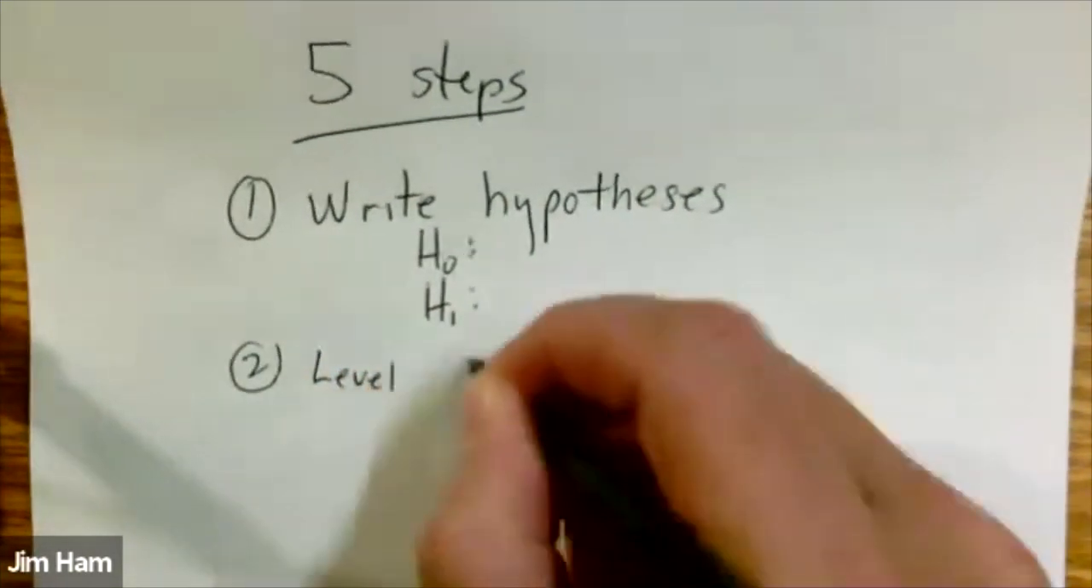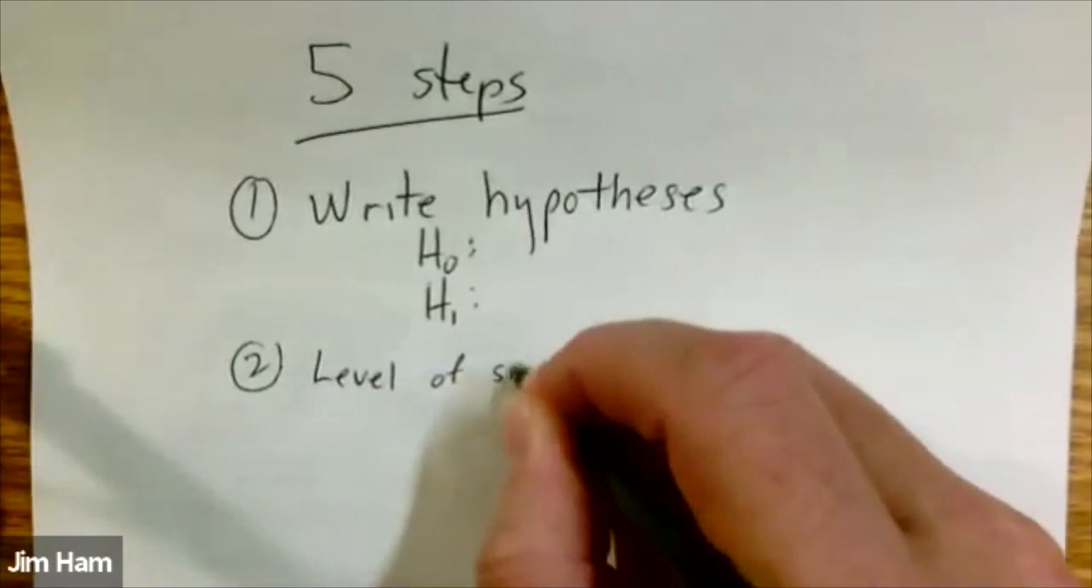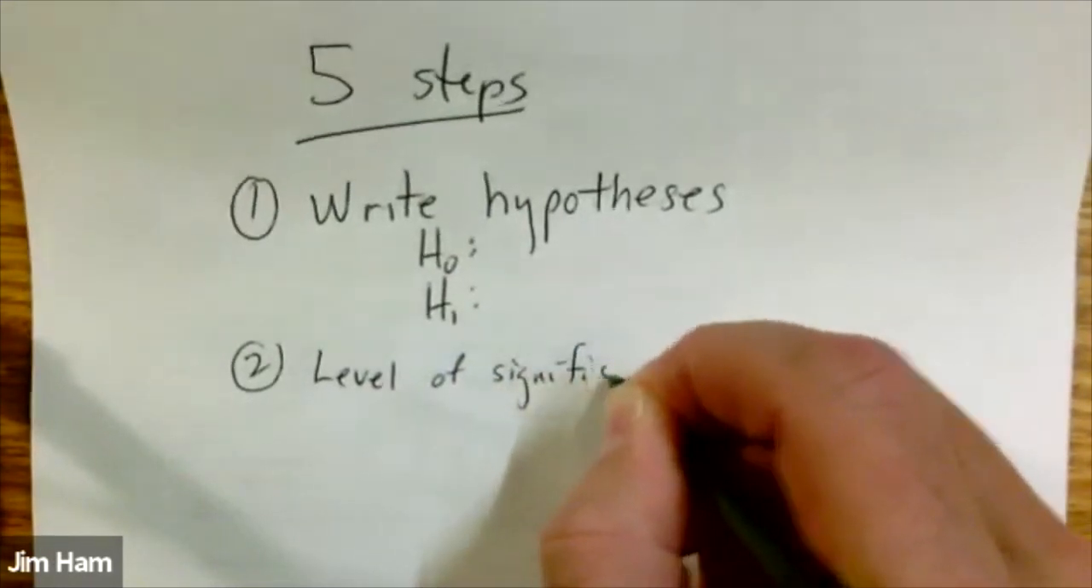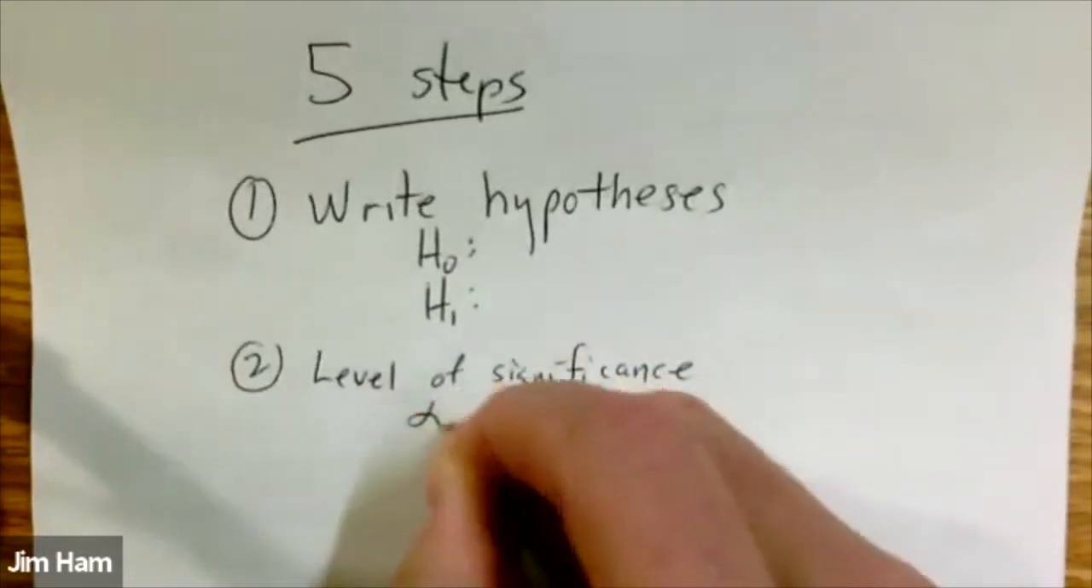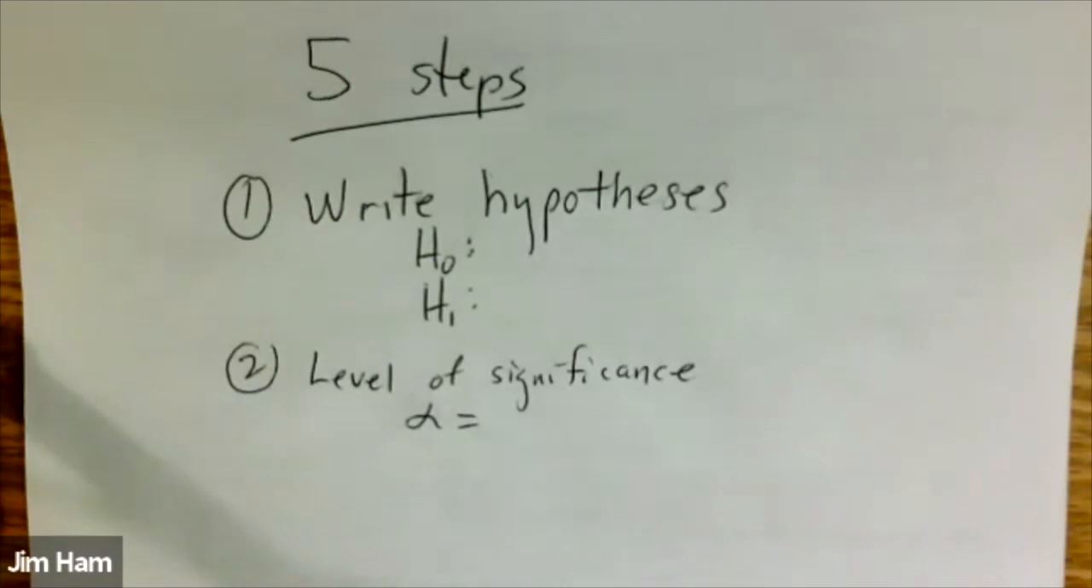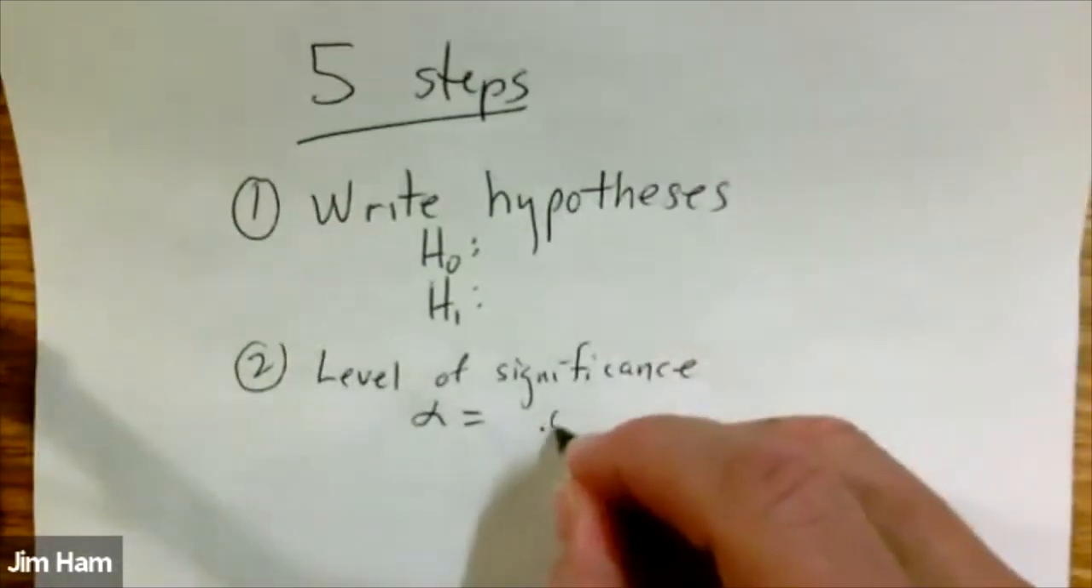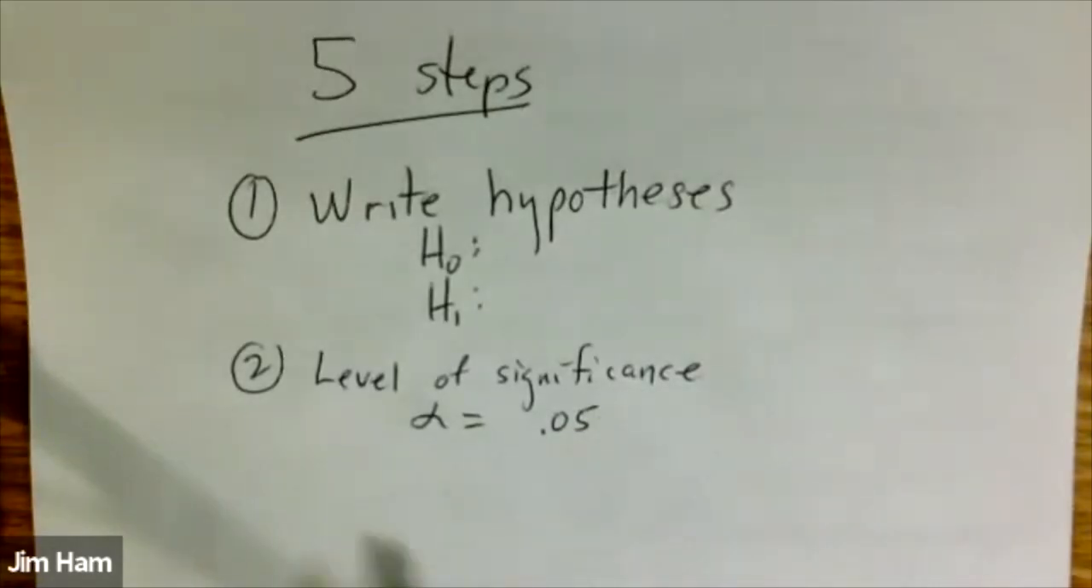The next thing would be to identify the level of significance. And so this is the alpha value that you also did. A lot of times, this is going to be the easiest step because they give you this right in the problem. And you just write it down, alpha 0.05, or some other level of significance.